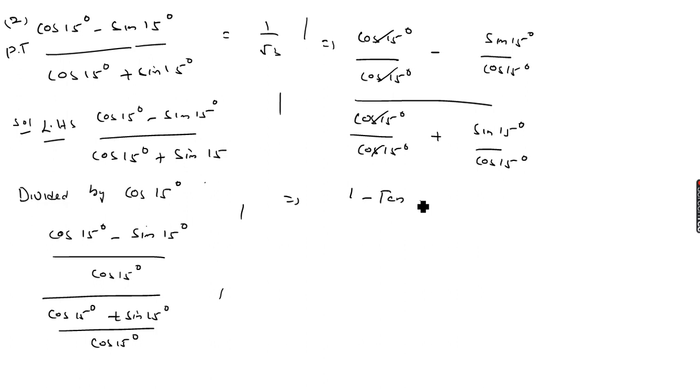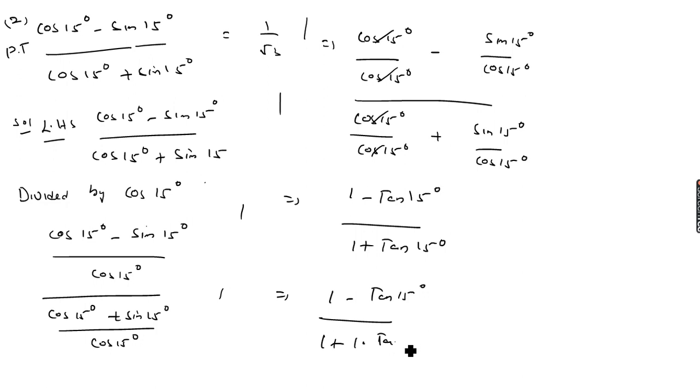1 minus tan 15 degrees by 1 plus tan 15 degrees, and we have written this as 1 minus tan 15 degrees by 1 plus 1 into tan 15 degrees. We know that tan 45 degrees is nothing but 1, and we get that.